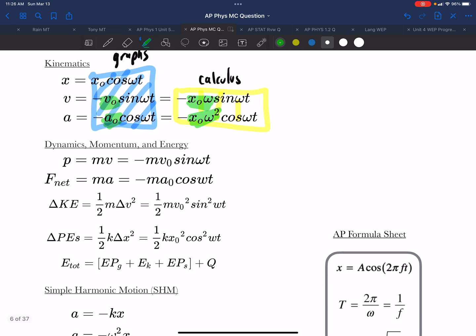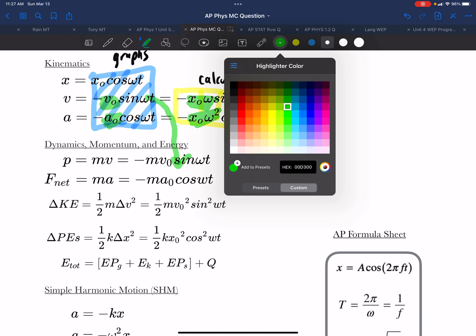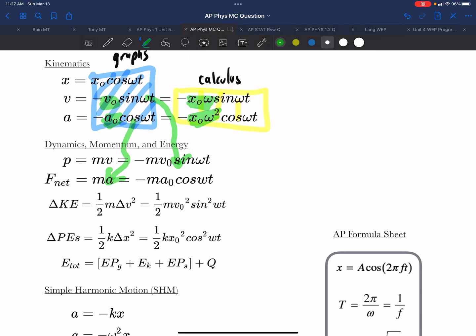When we get to dynamics, it's a simple matter of starting with our definition of momentum and substituting in for velocity. And when it comes to F net equals ma, Newton's second law, it's a simple matter of substituting in for the acceleration. When we get to kinetic energy of a block, say, moving, or any object that's undergoing simple harmonic motion, we have our general definition of kinetic energy, and then it's a matter of substituting in for V.